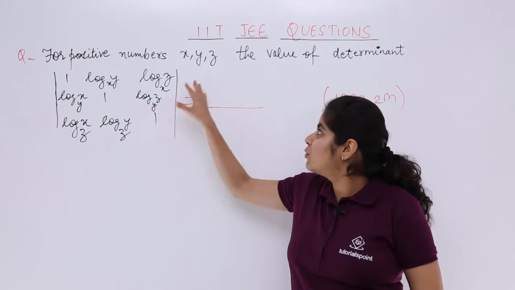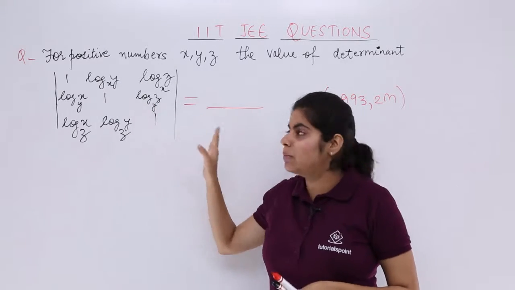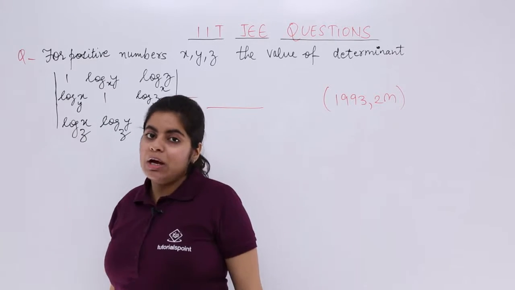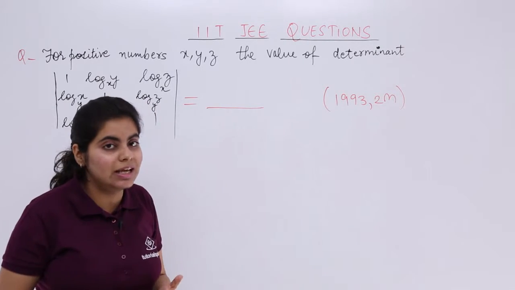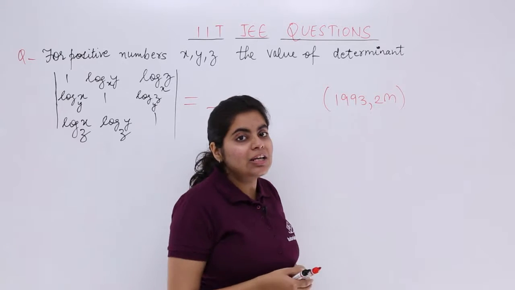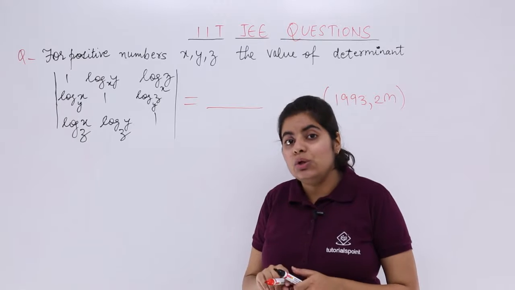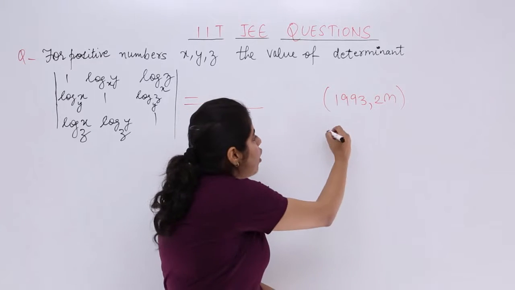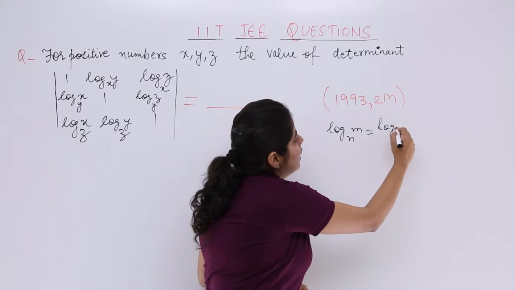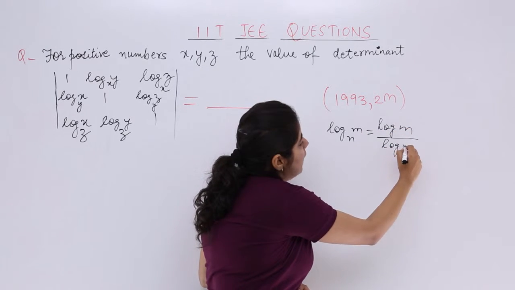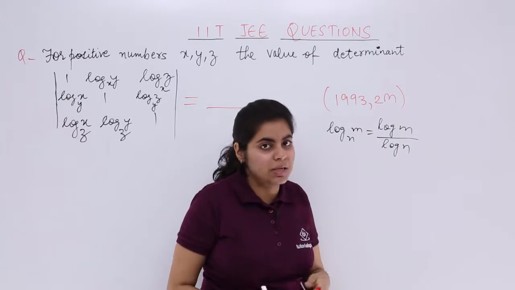The question says for positive numbers x, y, z, the value of the determinant, this big determinant, is equal to what? Now I already know that this is a question which didn't have options, it was asked in the year 1993, so I have to solve it. And I know that it is based on something called as logarithmic function, and you already know that what is the value of log m to the base n? It is nothing but equal to log m upon log n to some common base, maybe it is 10 if it is not mentioned, or any other base.